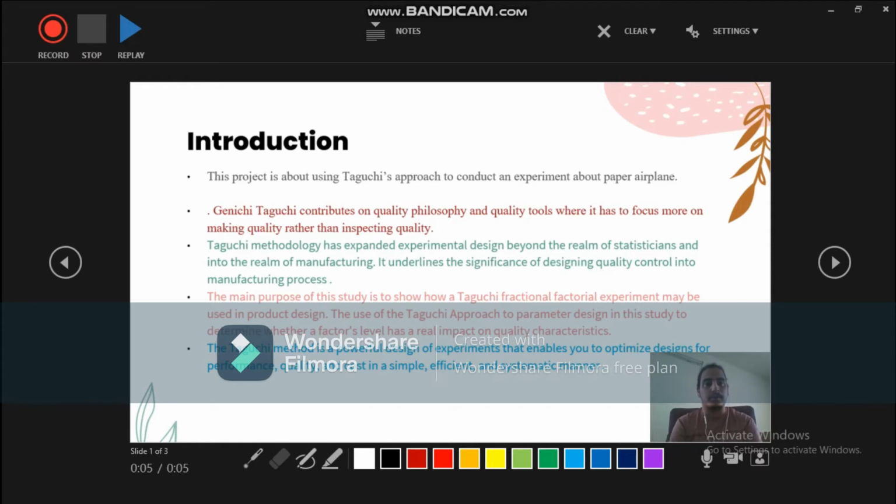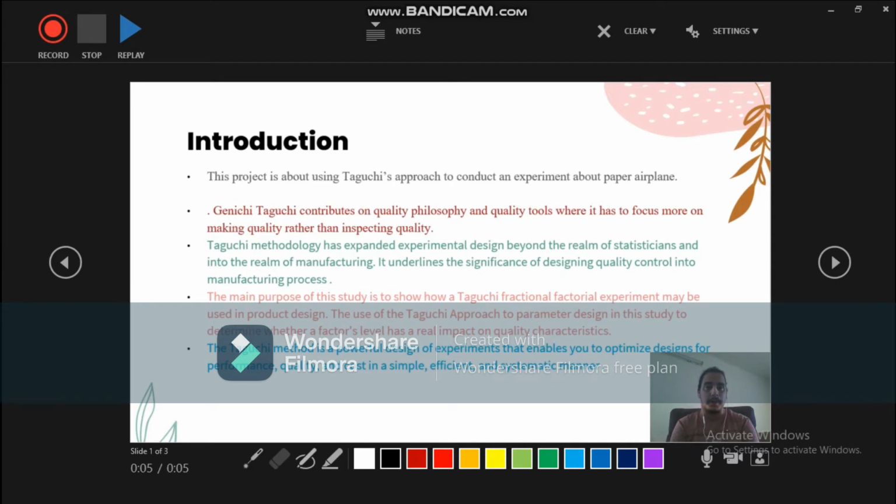Genichi Taguchi contributed a quality philosophy and quality tools, which focus more on making quality rather than inspecting quality. Taguchi methodology has expanded experimental design beyond the realm of the statistician and into the realm of manufacturing. It underlines the significance of designing quality control into the manufacturing process. The main purpose of this study is to show how a Taguchi fractional factorial experiment may be used in product design.